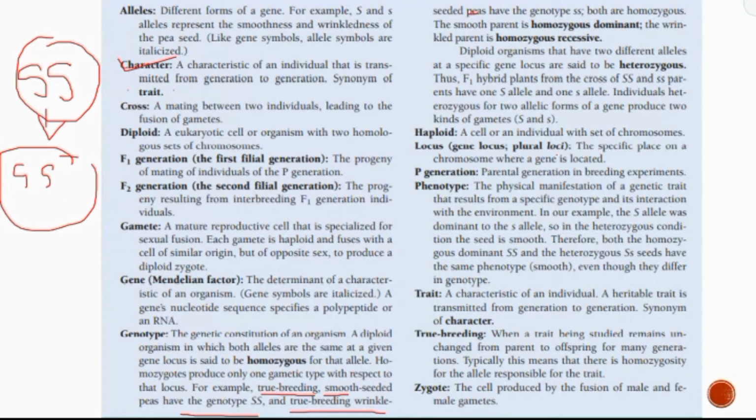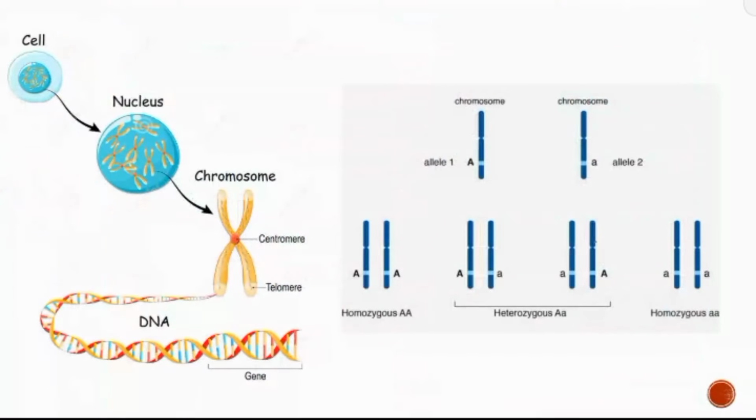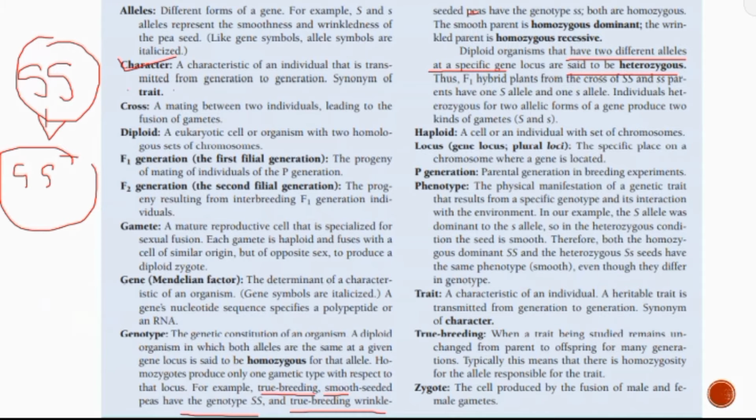Diploid organisms that have two different alleles at a specific gene locus are said to be heterozygous. Basically, you can see over here, these two genes are present at the same locus on the chromosome, but the difference is this one is dominant and this one is recessive. So they will be considered heterozygous. Therefore, the F1 hybrid plants produced from capital S and small s will have one capital S and one small s.